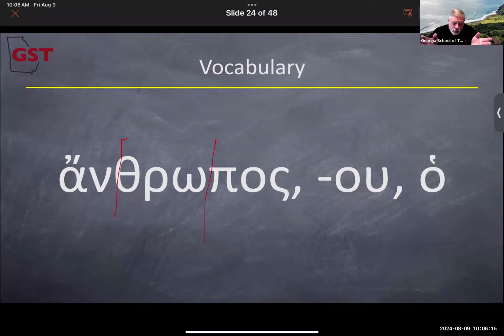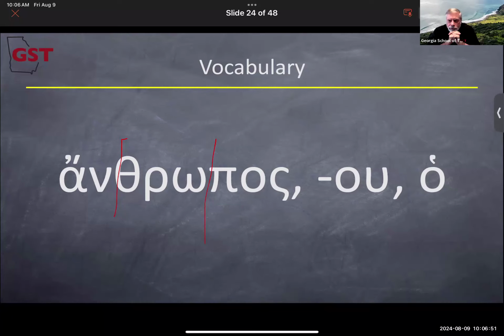Now notice you have a smooth breathing mark and the accent's on the first syllable, right? So pronounce it. On, like father, right? On. Throw. Yep, like you're throwing something. On, throw, pos. Anthropos. Put it together. Anthropos. Very good. And what does it mean?